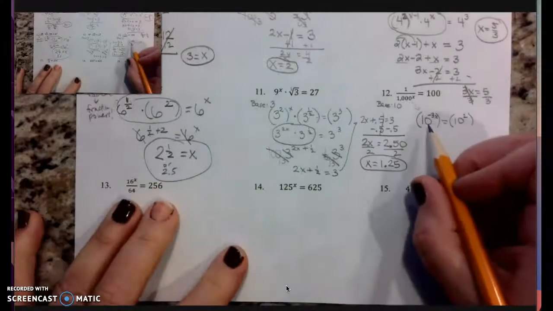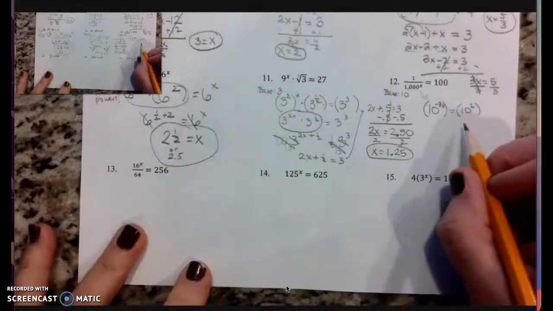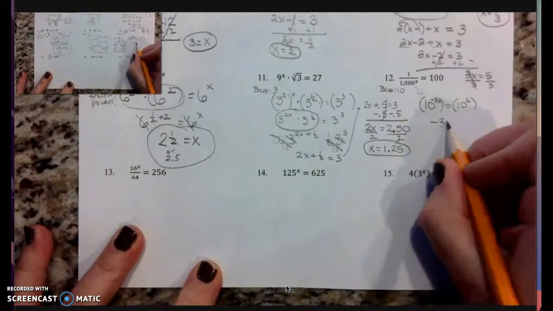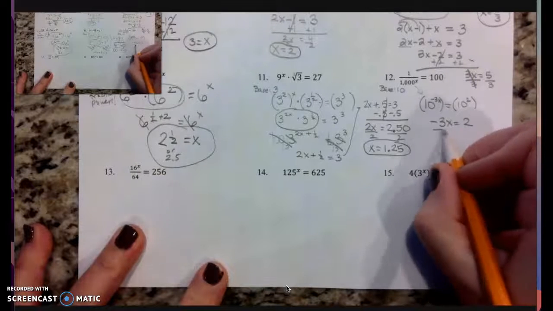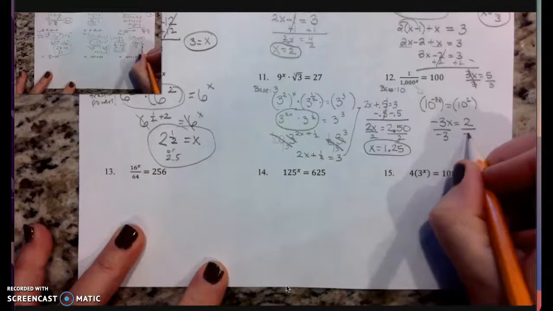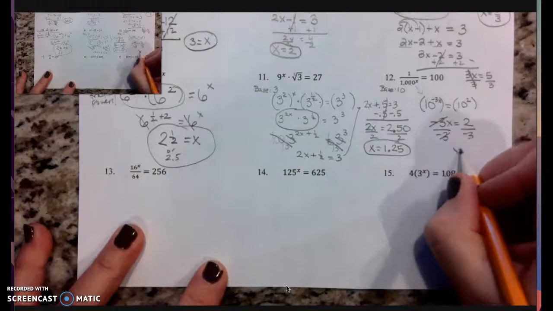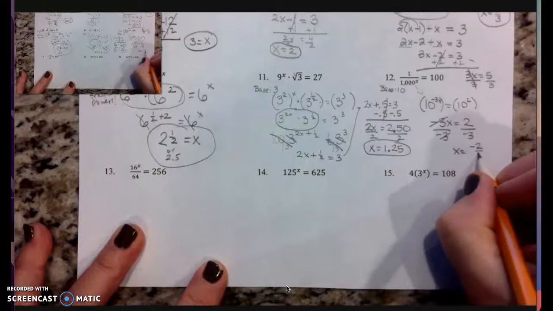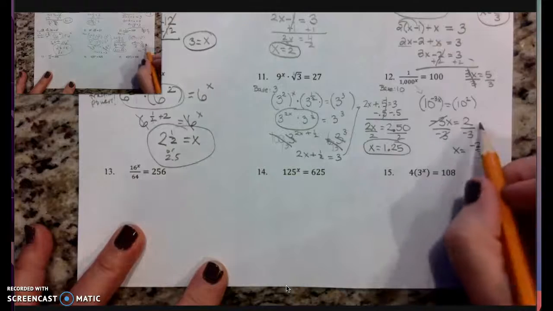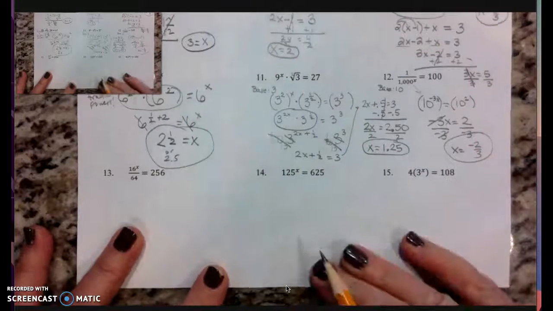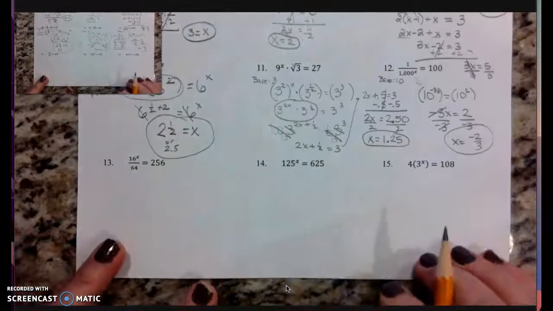So now if I log base 10 both sides, the 10s will go away. Negative 3x equals 2. Divide by negative 3, divide by negative 3, x will equal negative 2/3. Not gorgeous, but you can do it.